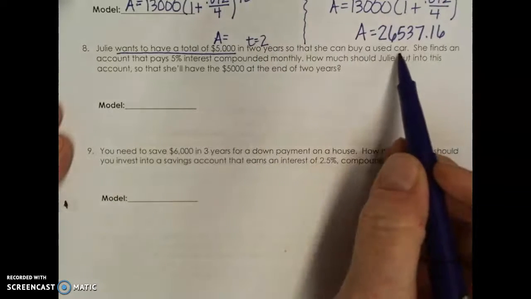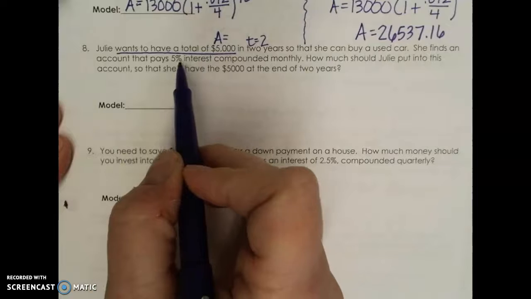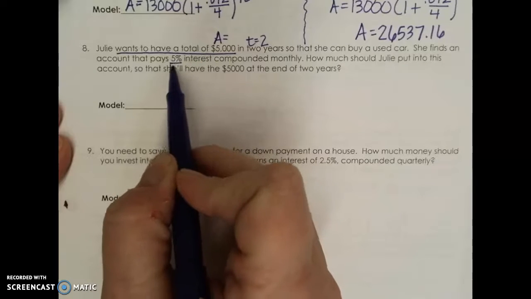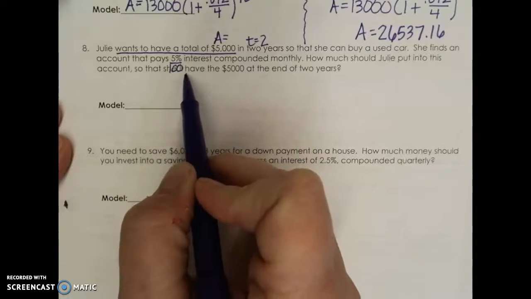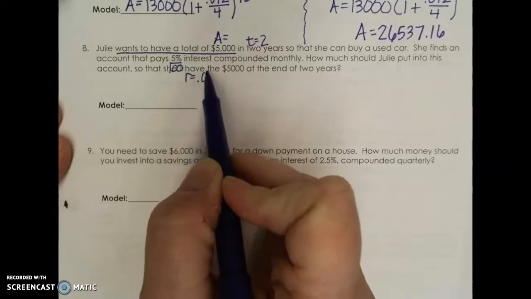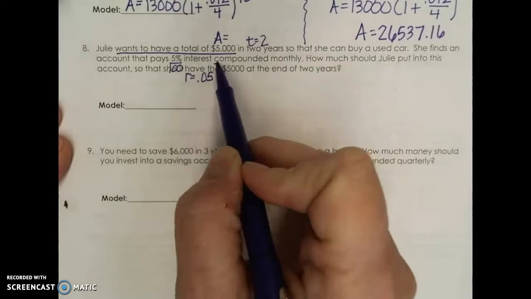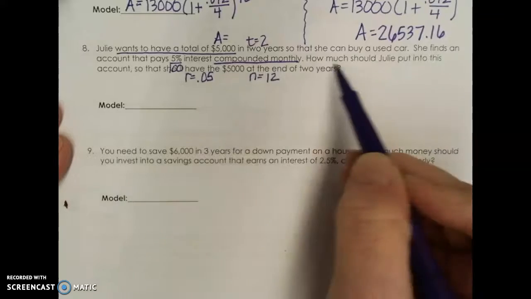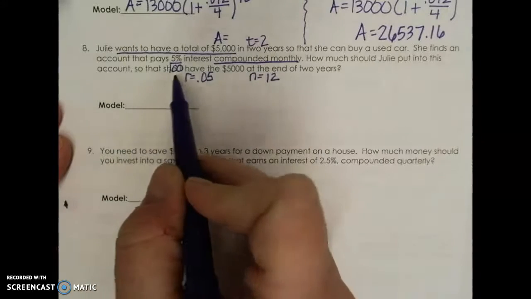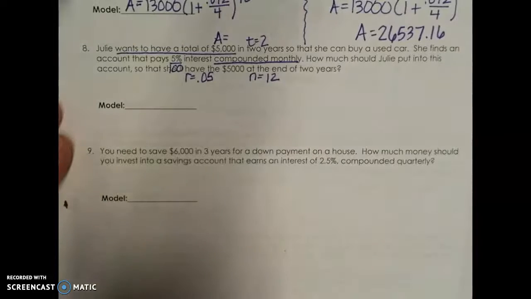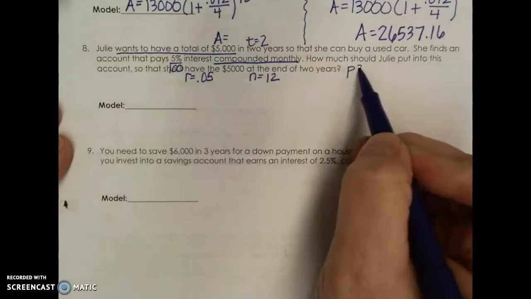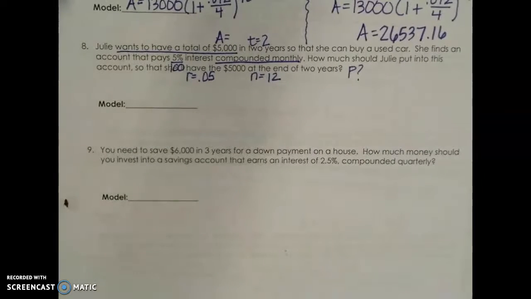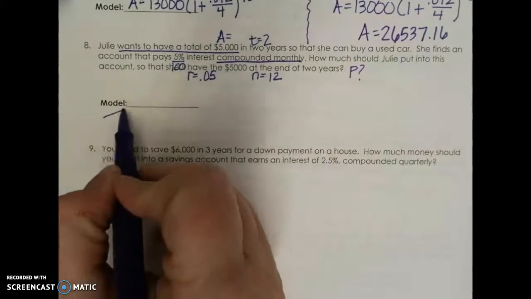because she wants to buy a used car. She finds an account that will pay 5% interest, so 5% divided by 100 gives me an R value of 0.05. It's compounded monthly, so monthly is N equals 12. How much should Julie put into this account so she will have $5,000 at the end? So what we're looking for is we don't know what P is. So that's what we're going to have to solve for. What I'm going to do is we're just going to go ahead and plug this in and solve as we go. So we're not going to do a model for this.